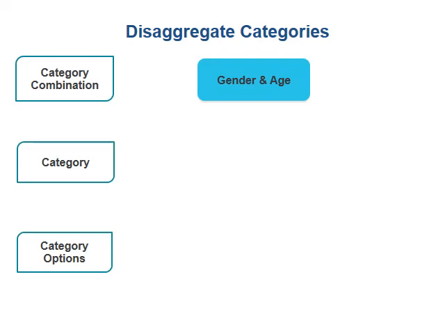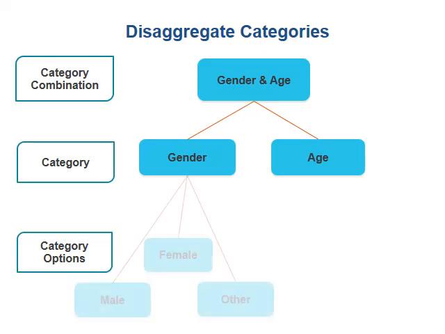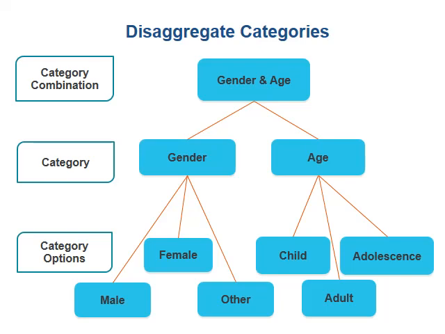So this would be, for example, if we wanted to track how many students were coming to class. Instead of saying 15 students came to class, we could say how many students came to class that were of a specific gender and of a specific age. And we'll look at how this breaks down a little bit. So we have two categories, gender and age, that combine into that combination. And each of those categories has three options: male, female, other for gender, and child, adult, and adolescent for age.